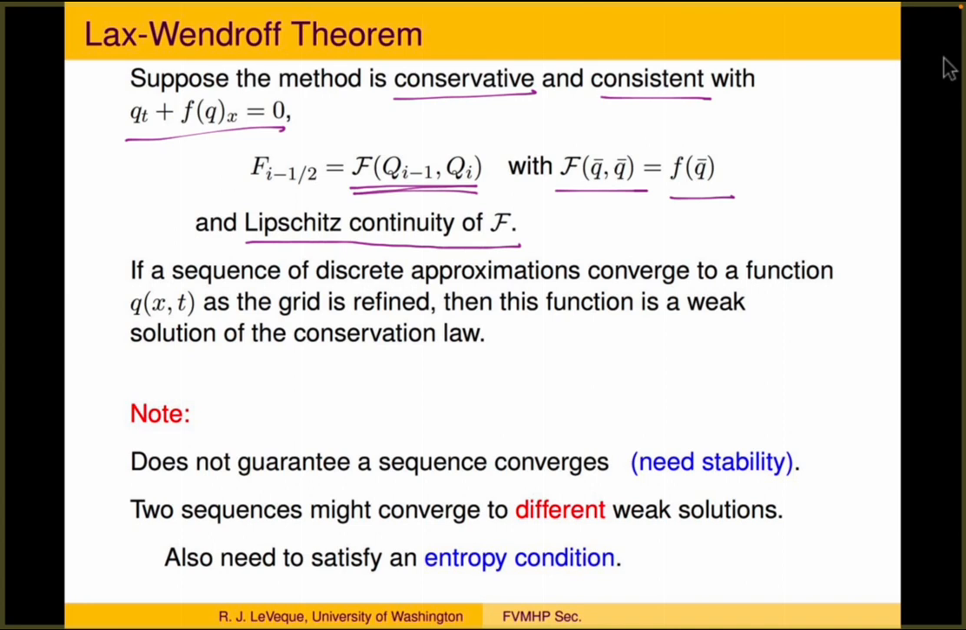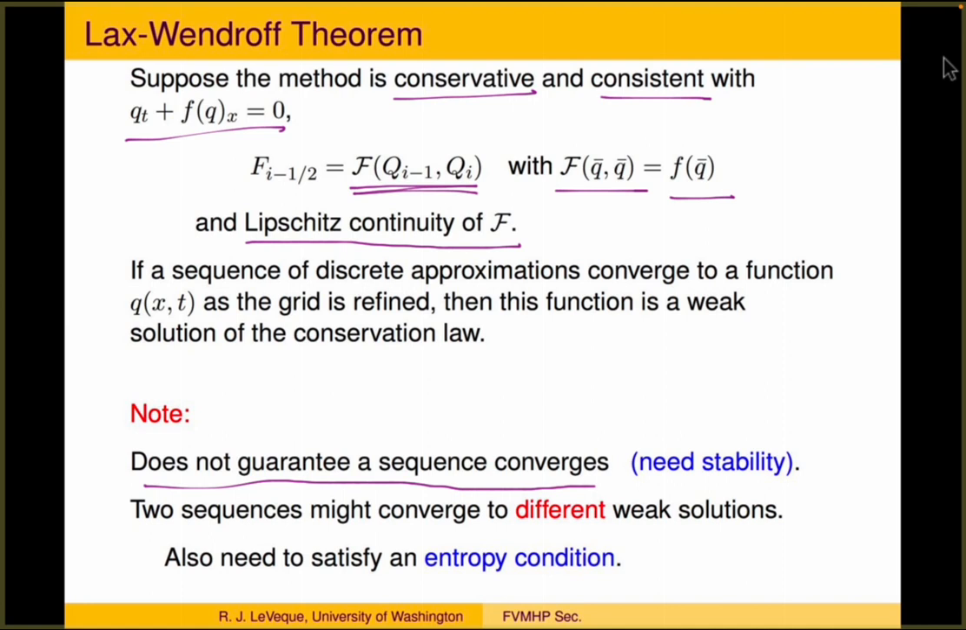So if there's any discontinuities in the limit as we refine the grid, those discontinuities must be approximating shocks in the right locations, moving at the right speed. It is a valid weak solution of the differential equation. Again, we'll look at this in more detail next time, but a couple things to point out is that this theorem, as it's stated here, does not guarantee that we actually have convergence.